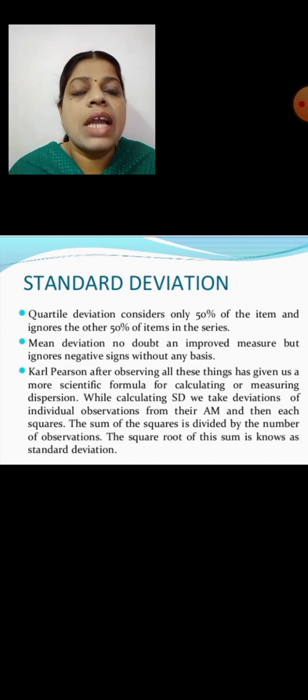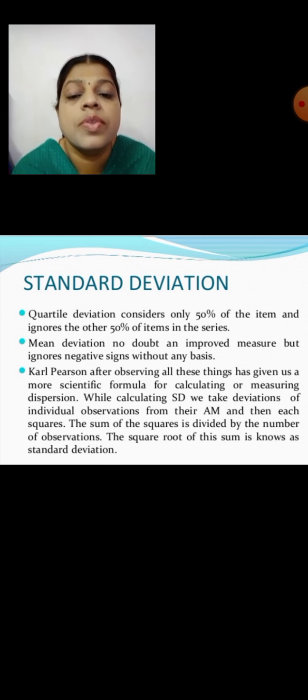While calculating the standard deviation, we take the deviations of the individual observations from their arithmetic mean, and then we square each of the deviations. The sum of the squares is divided by the number of observations. The square root of this is known as the standard deviation.